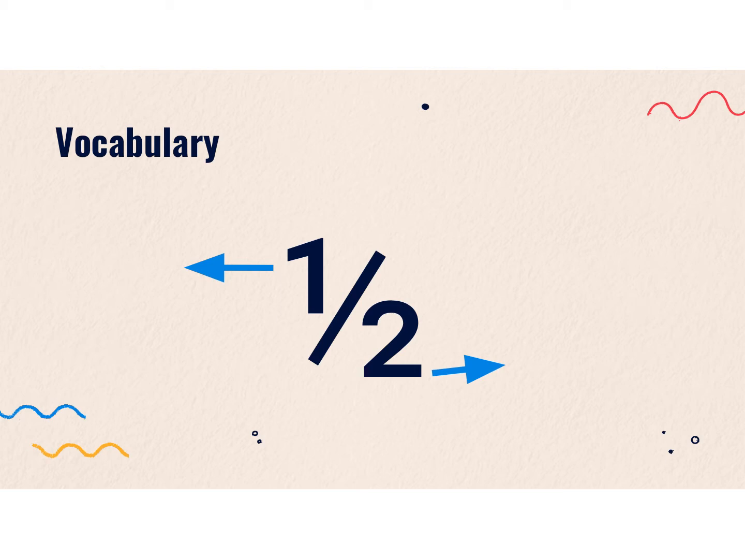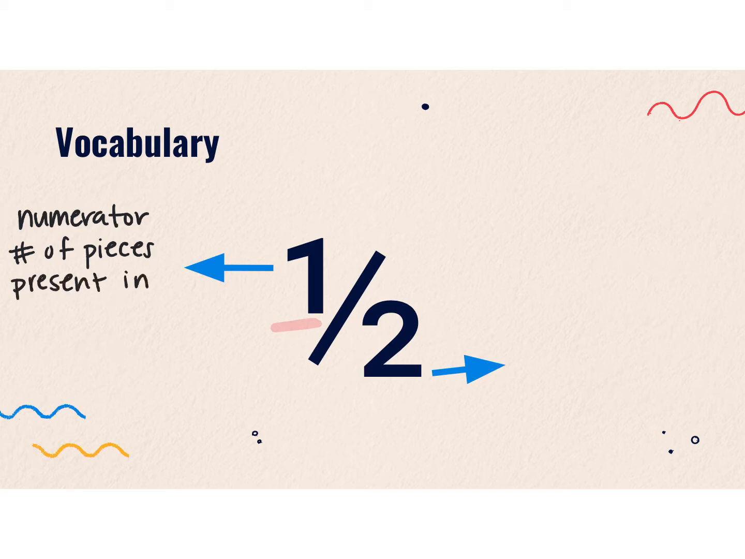Here we see the fraction 1/2. 1/2 is part of a whole number, and the top part of the fraction is called our numerator. Our numerator is the number of pieces present, which means that they're there, present in a fraction.